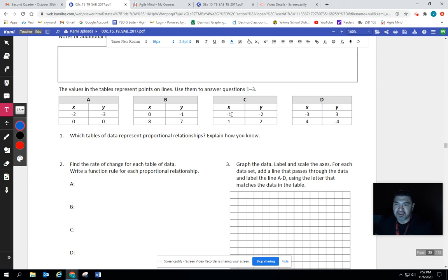And then, a hint of advice is, I would try to graph these points and then see if it passes through the origin, see if it makes a straight line that goes through the origin. That's the best way to do that.